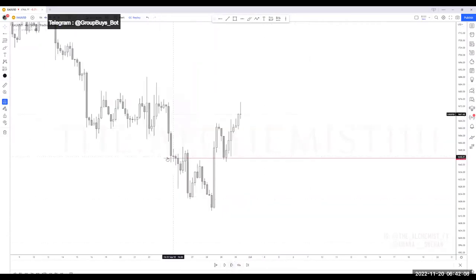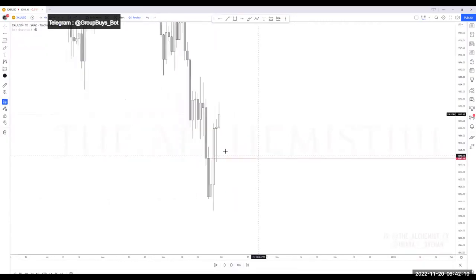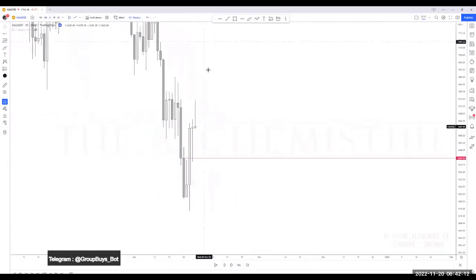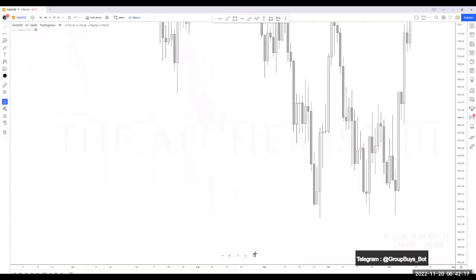So these areas, it's the same exact logic. If a resistance is broken, it will turn into a support. So those are about the key levels.